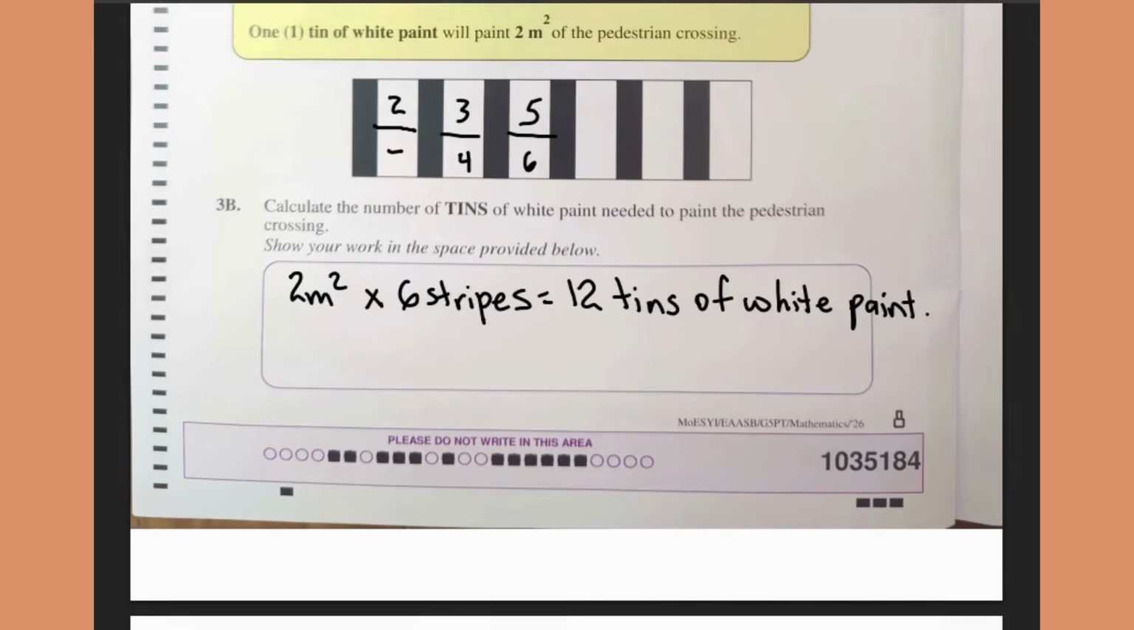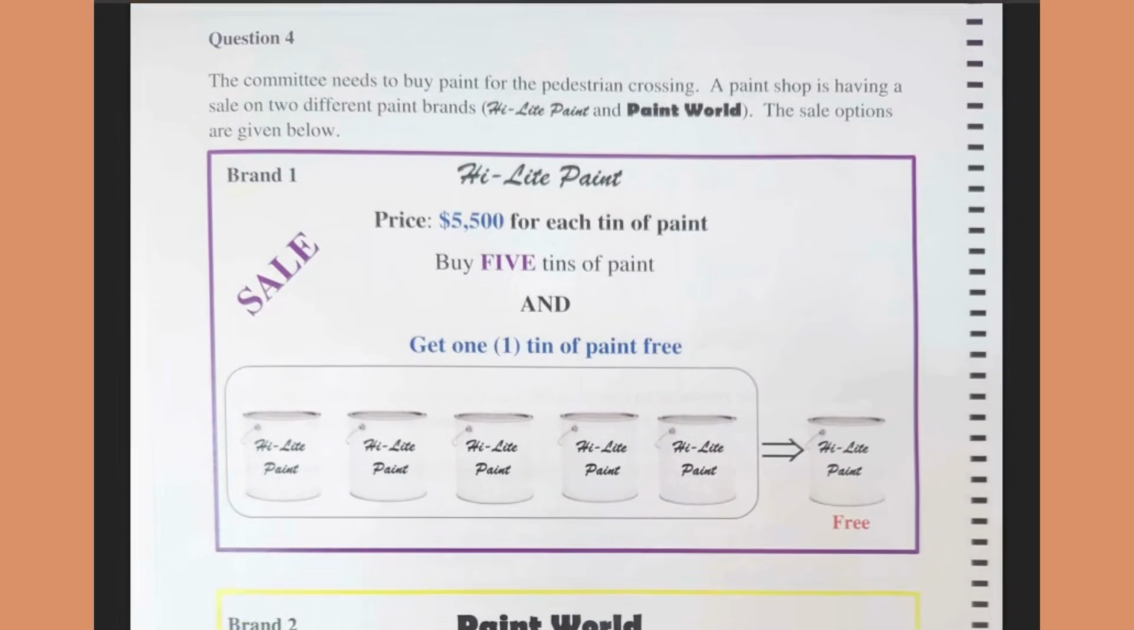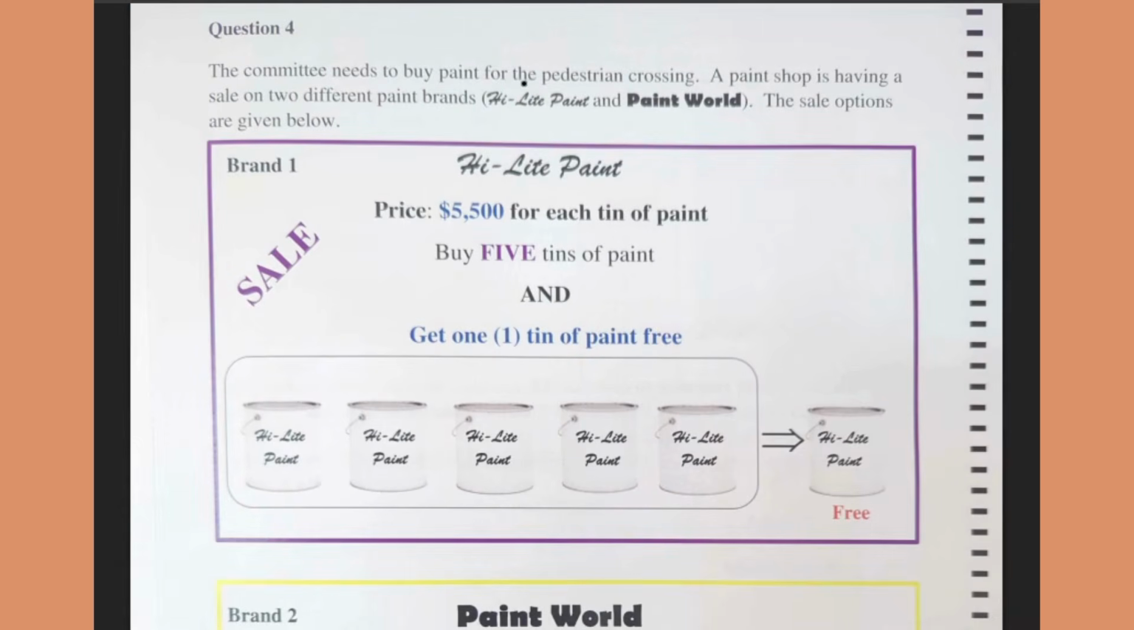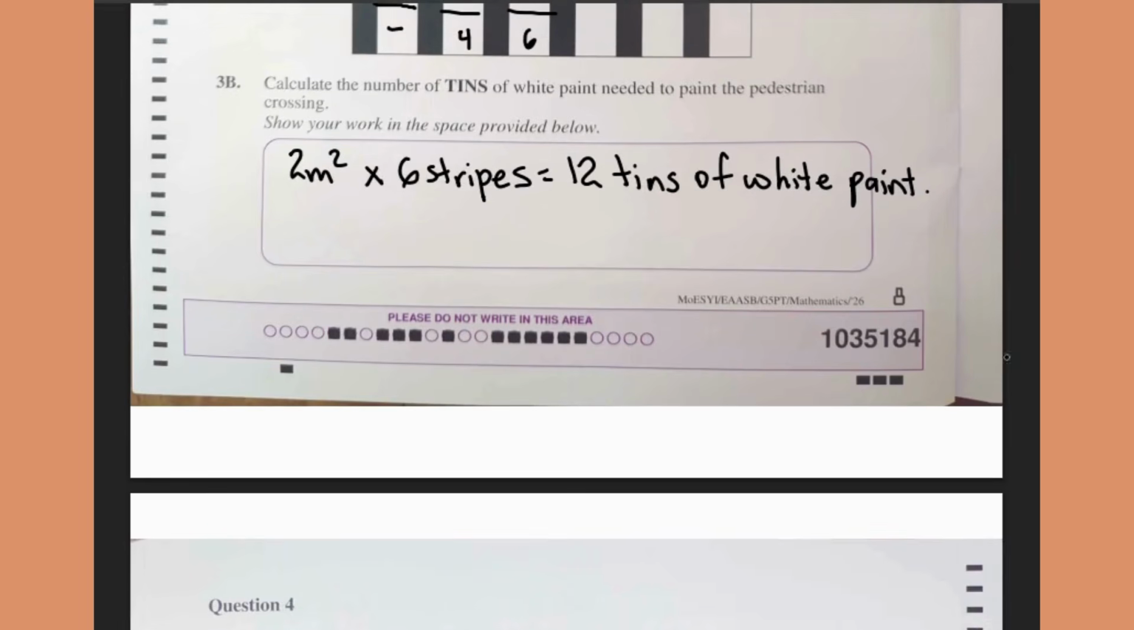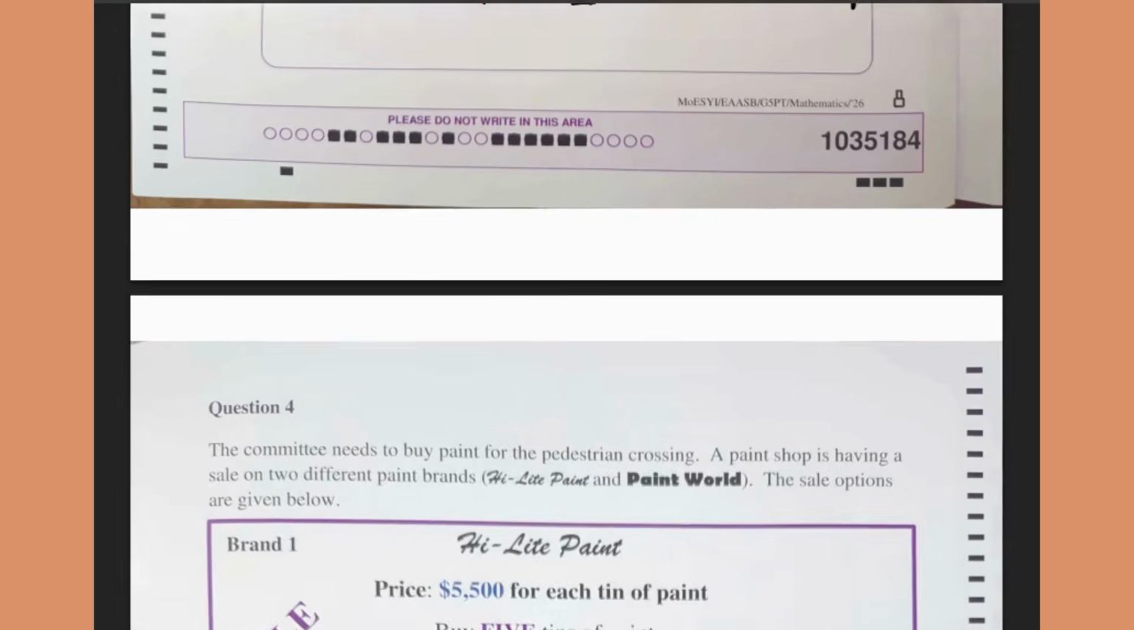Now let us proceed to question 4. The committee needs to buy paint for the pedestrian crossing. A paint shop is having a sale on two different paint brands, Highlight Paint and Paint World. The sale options are given below. So Highlight Paint, their sale is the price is 5,500 for each tin of paint, and if you buy 5 tins of paint, you will get 1 tin of paint free. So keep in mind how many tins of paint we need. We need 12 tins of paint.